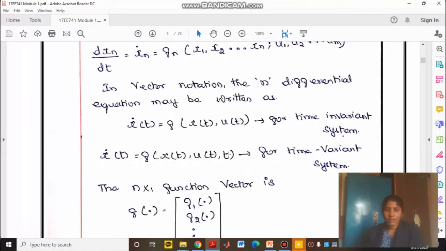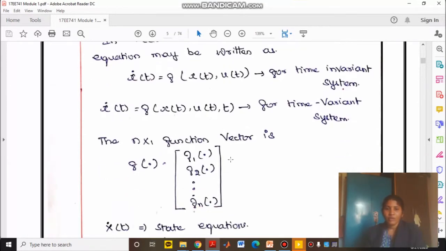So why is that? Because either your state variable or input variable varies with respect to time. So if this particular equation holds good for your time variant system, the n-dimensional function vector can be written as f of dot is equal to f1 of dot.